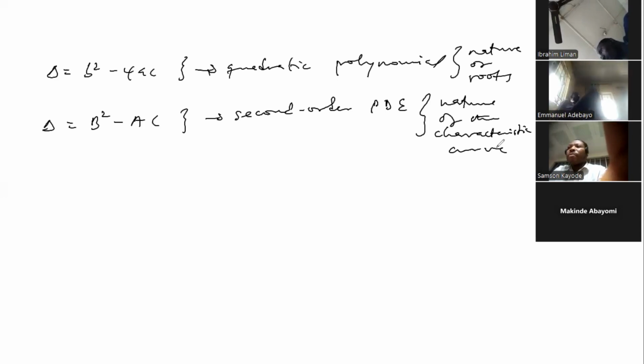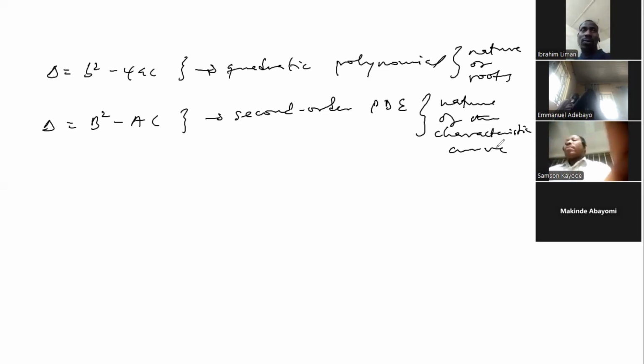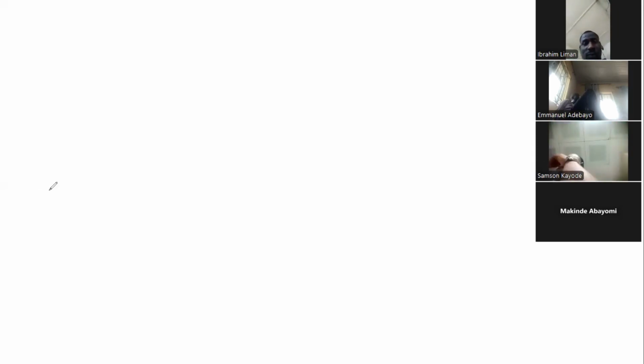Now, let us consider a cubic polynomial, for instance. So we've talked about second order, right? So what if we have something beyond second order? How do we establish the discriminant? Let us look at that.